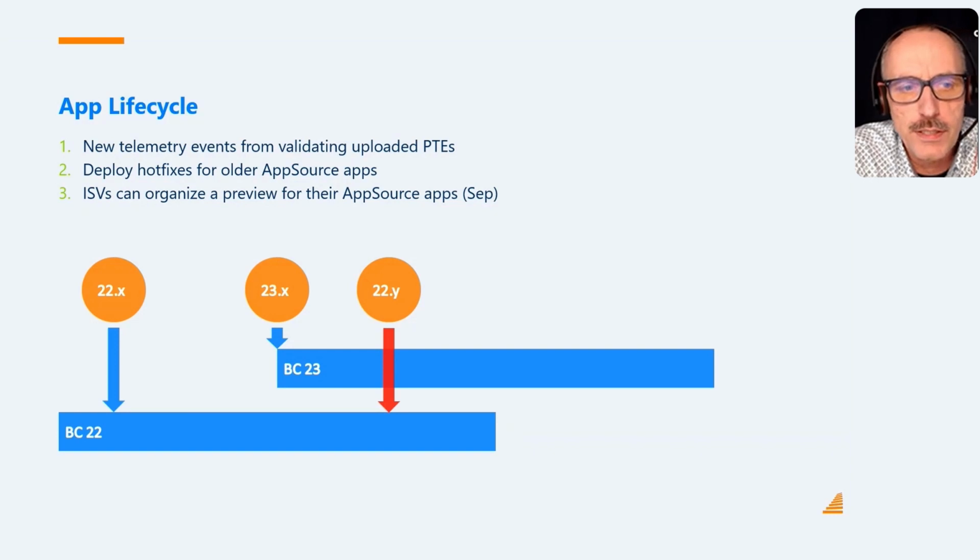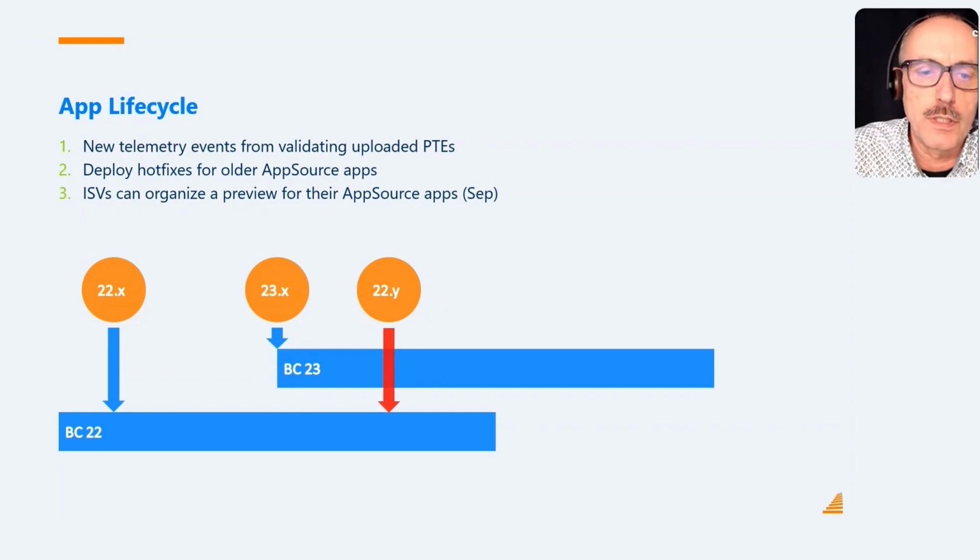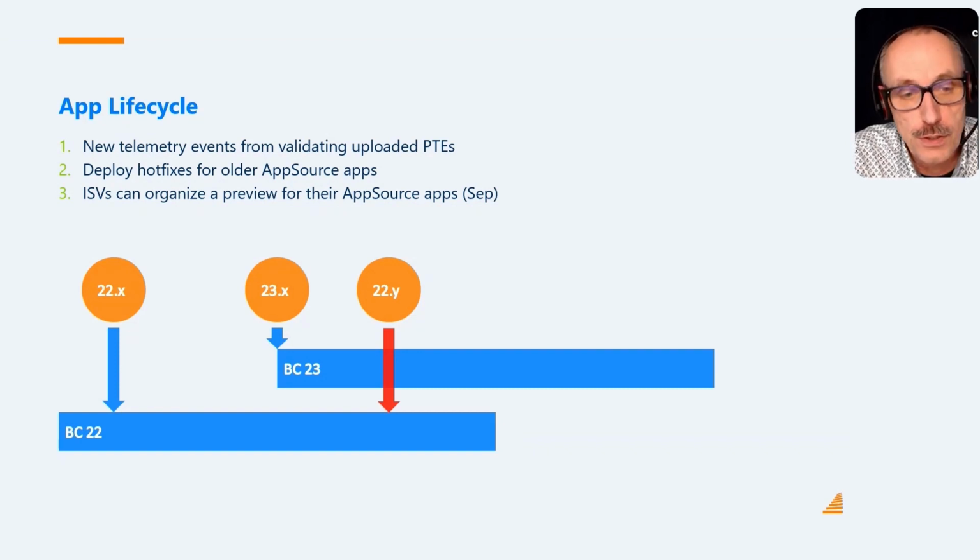What happened until now is that if you had an app, let's say on version 22, and then you published the same app but optimized for Business Central 23, then from that moment on, you would not be able to create a hotfix for customers that were still on 22. Because it would not allow you to create a hotfix for a version that was already replaced by a newer version. So that's now something that can be done. So between the time that the new version is released and until the last customers are updated to that new version, you can now still publish hotfixes to older versions.